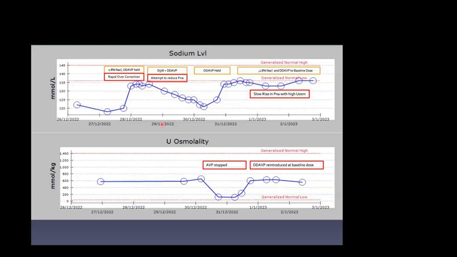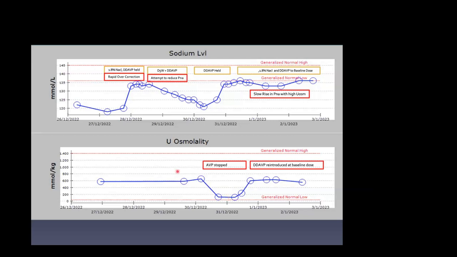So this is one exception. In this process, when you stop DDAVP, you can see there is a reversal of urine osmolarity. You go from a high urine osmolarity to a low urine osmolarity. This process is known as reverse urine osmolarity. Whenever you see a reverse urine osmolarity, these patients are at risk of rapid correction of their hyponatremia.